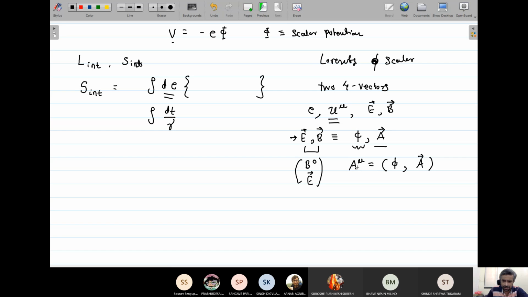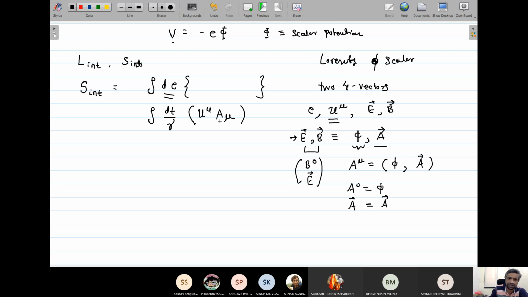Okay, A mu is given by phi as its zeroth component, and the three space components of this A mu are the vector A, the vector potential. So A0 is phi and vector A is your usual vector potential. And now I can construct a scalar out of u mu and A mu. Okay, so I'll construct u mu A mu.